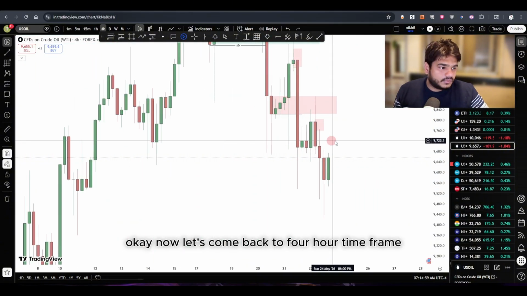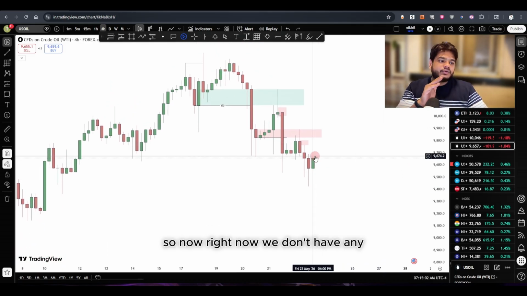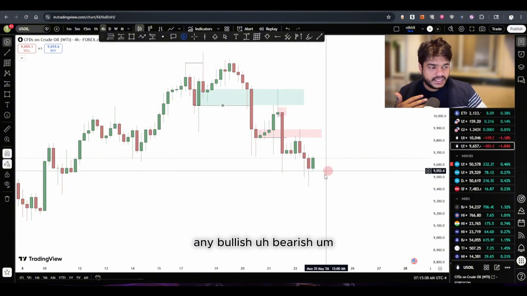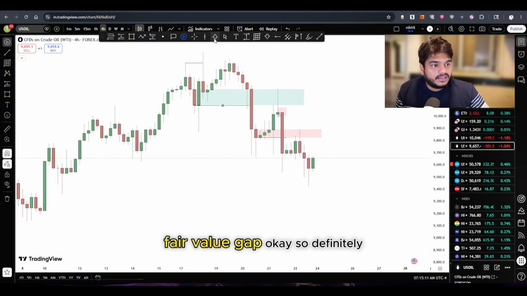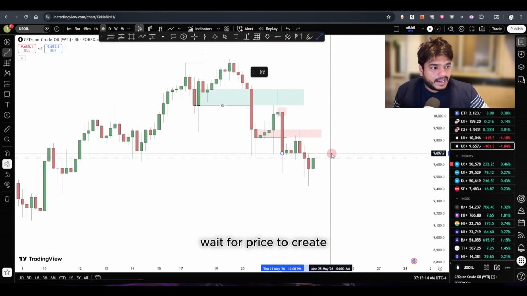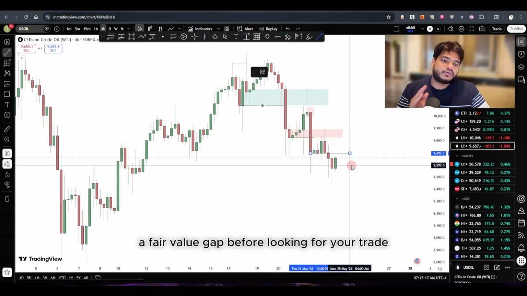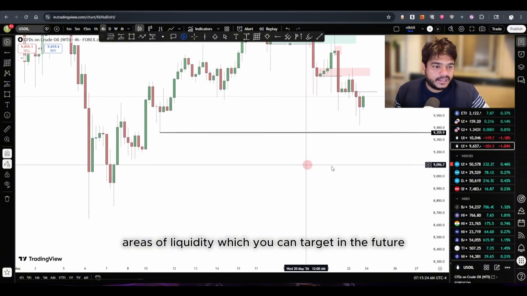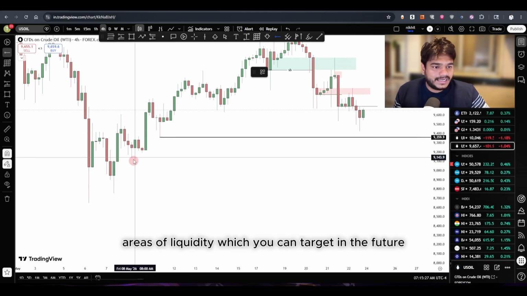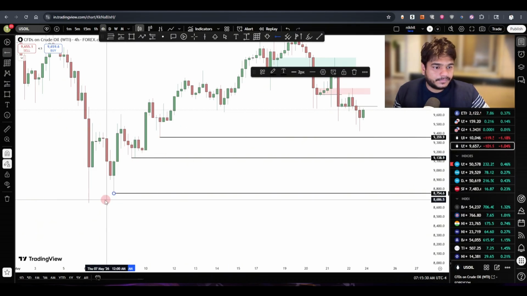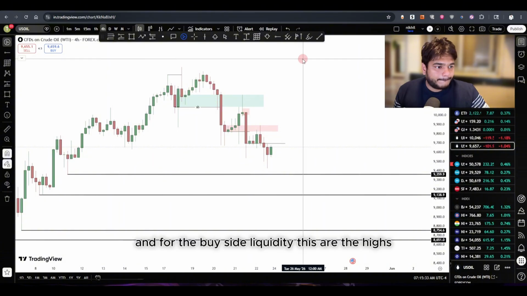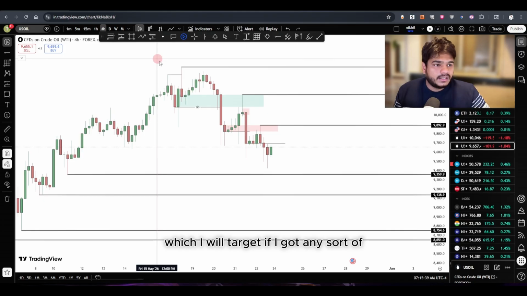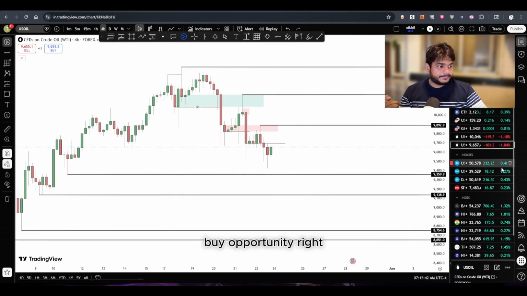Now let's come back to the 4 hour time frame. Right now we don't have any strong displacement. We don't have any bullish or bearish fair value gap. So definitely wait for price to create a fair value gap before looking for your trade entry on the sell side. And these are all the areas of liquidity which you can target in the future. And for the buy side liquidity, these are the highs which I will target if I get any sort of buy opportunity, right?